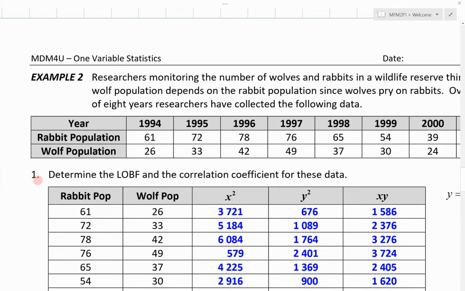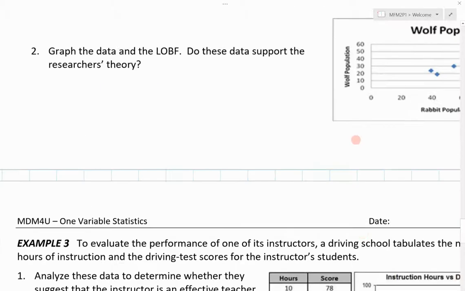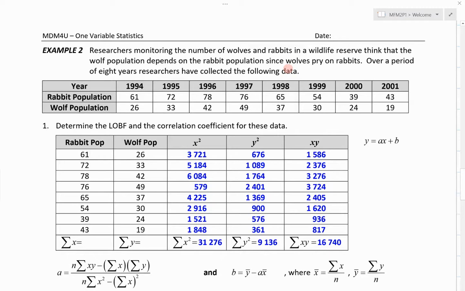Example number 2. Let's look at another problem here. Researchers monitoring the number of wolves and rabbits in a wildlife reserve think that the wolf population depends on the rabbit population since wolves prey on rabbits. Over a period of 8 years, researchers have collected the following data. The data compares rabbit population and wolf population, and we're going to do the same thing. We're going to create some lines of best fit.